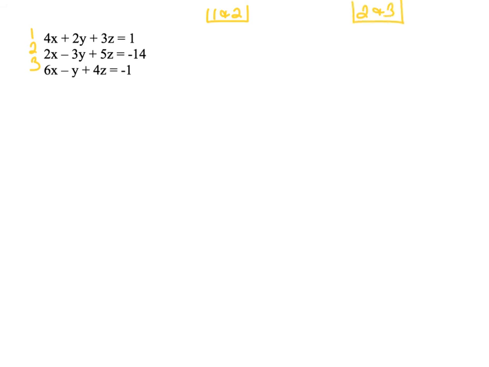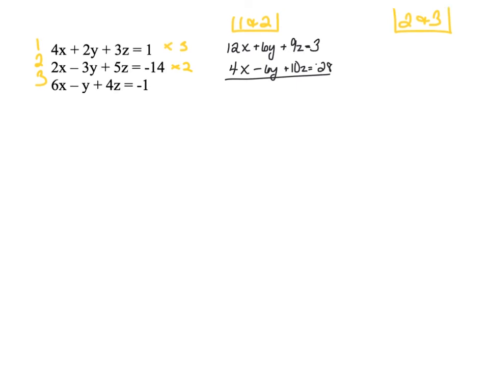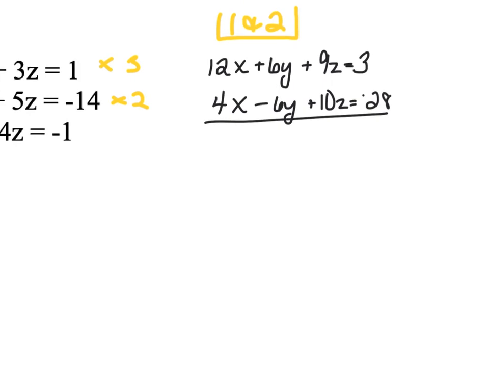Both will work. So to eliminate y in 1 and 2, I'm going to need to multiply the top one by 3 and the bottom one by 2. And that produces the following 2 equations. So now I can stack and add. Just zoom in here. So that produces 16x, my y's are eliminated, plus 19z equals negative 25. So it still has 2 variables.